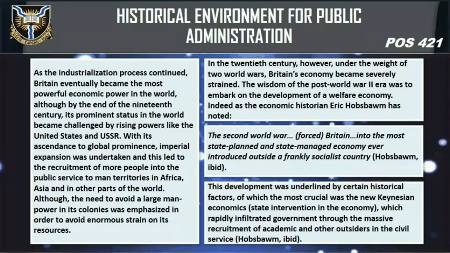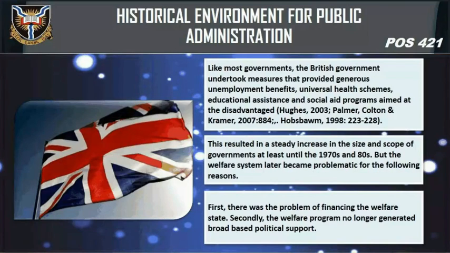This development was underlined by certain historical factors, of which the most crucial was the new Keynesian economics, that is, state intervention in the economy, which rapidly infiltrated government through the massive recruitment of academic and other outsiders in the civil service. Like most governments, the British government undertook measures that provided generous unemployment benefits, universal health schemes, educational assistance, and social aid programs aimed at the disadvantaged. This resulted in a steady increase in the size and scope of government, at least until the 1970s and 80s.